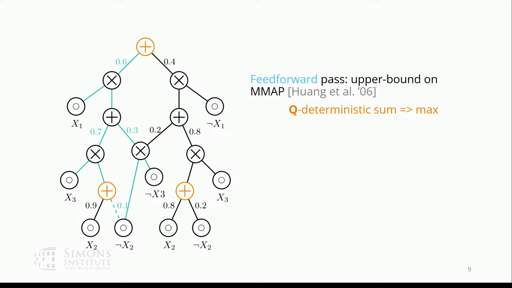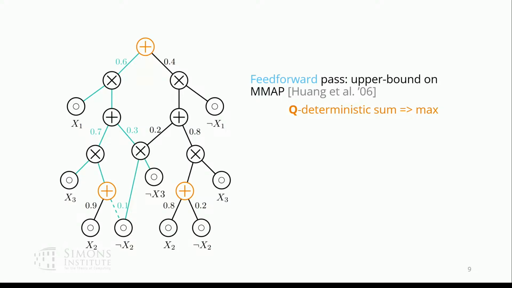But basically, what we'll do is first start with the feed-forward algorithm that I mentioned that will get you the upper bound on the marginal map solution. Okay? And how it works is essentially, the setting is still the same. So here, say the query variables are x1 and x2.